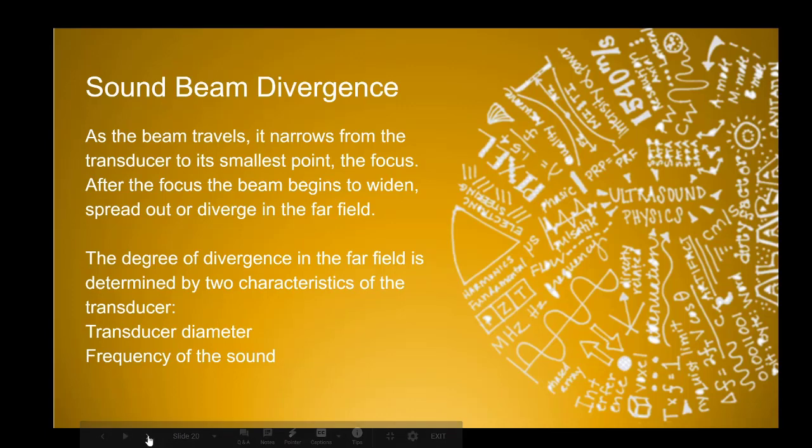The other concept that you need to know about how the beam profile appears is how the beam starts to diverge in the far field. So we know that as the beam travels out of the transducer, it's going to start to narrow, and when it gets to that smallest point, that's the focus. After the focus, it's going to start to widen or diverge in the far field. And that divergence and the rate at which it diverges is again determined by the transducer diameter and the frequency of the sound.